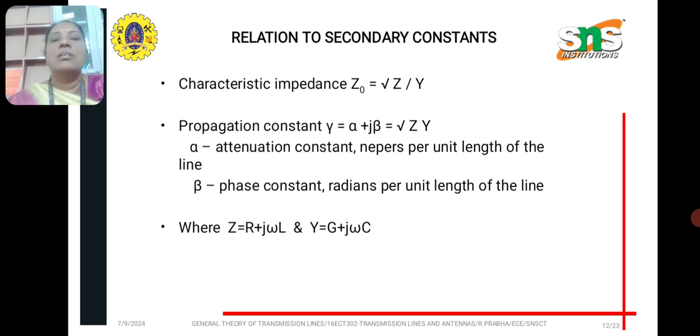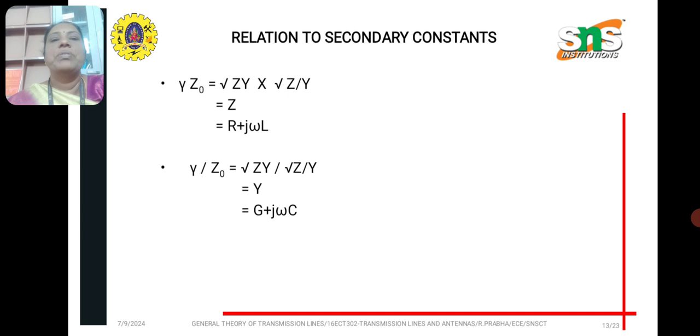So Z equal to R plus jωL and Y is equal to G plus jωC. And multiplying the characteristic impedance and propagation constant, it gives γ into Z0 is equal to root of ZY multiplied by root of Z by Y. So here Y gets cancelled, so root of Z squared gives Z. We know that Z is equal to R plus jωL.